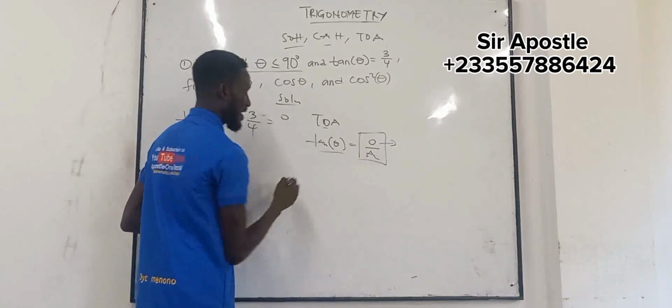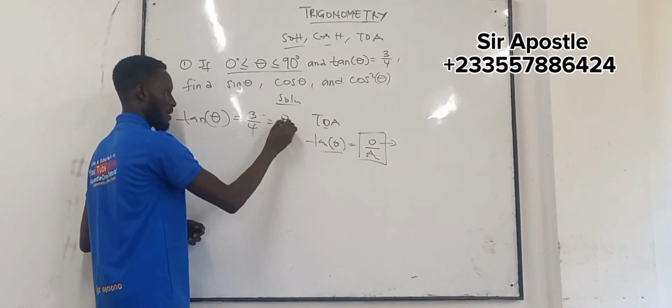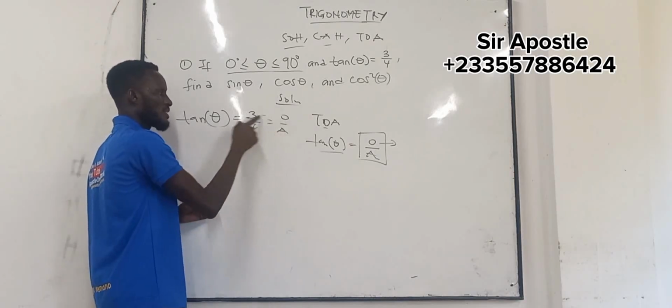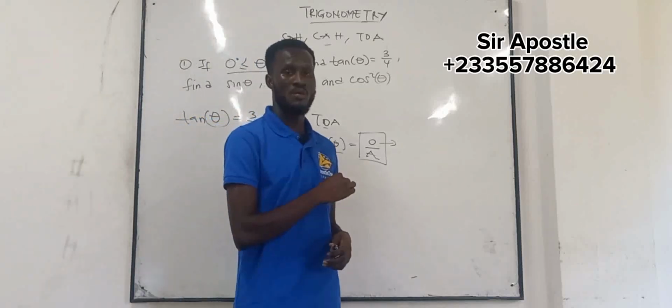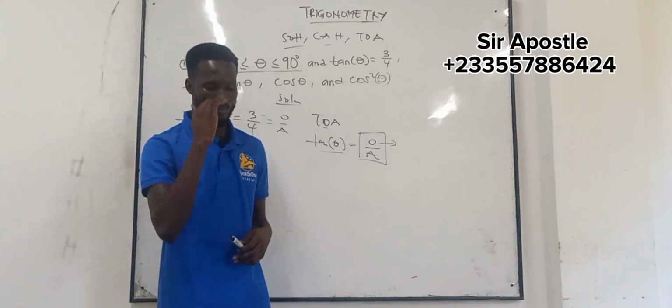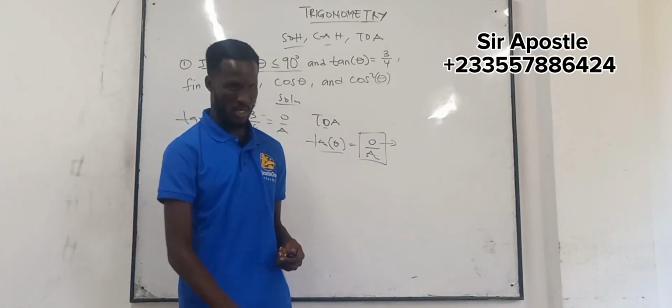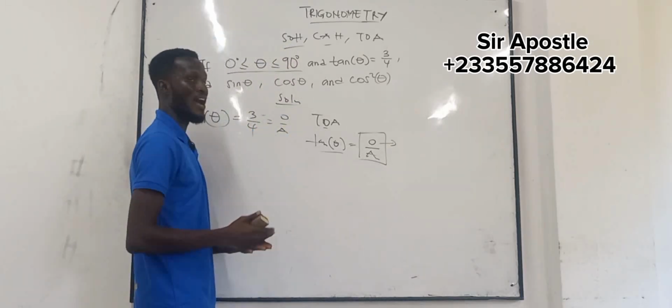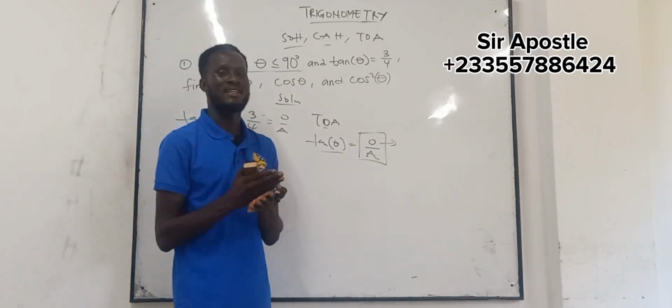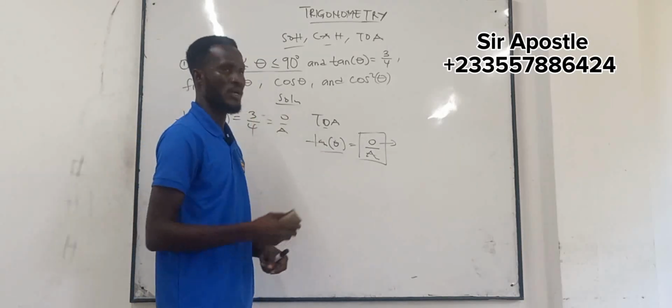Then the denominator becomes the adjacent. So it means the opposite is 3, the adjacent is what? Is 4. We have many ways we can solve this, but this one I'm using purely the SOH CAH TOA approach. And everything that I'm doing here, you have to present the same way in examinations, any external exams or internal exams.